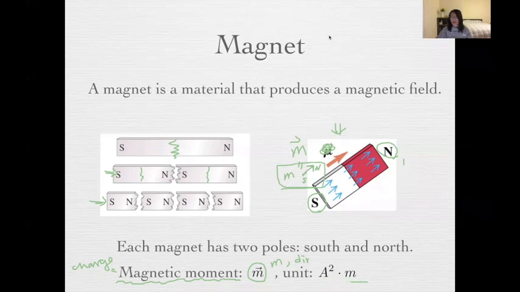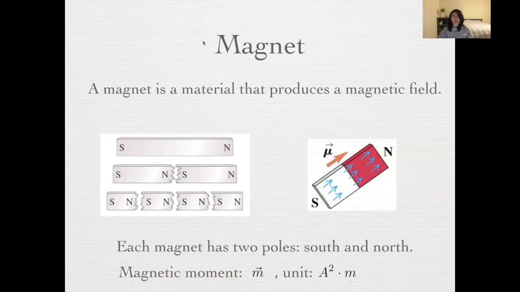Right. And so now we know how to describe a magnet. We use magnetic moment to describe it. And now the next step is I want to tell you a few ways to make a magnet.